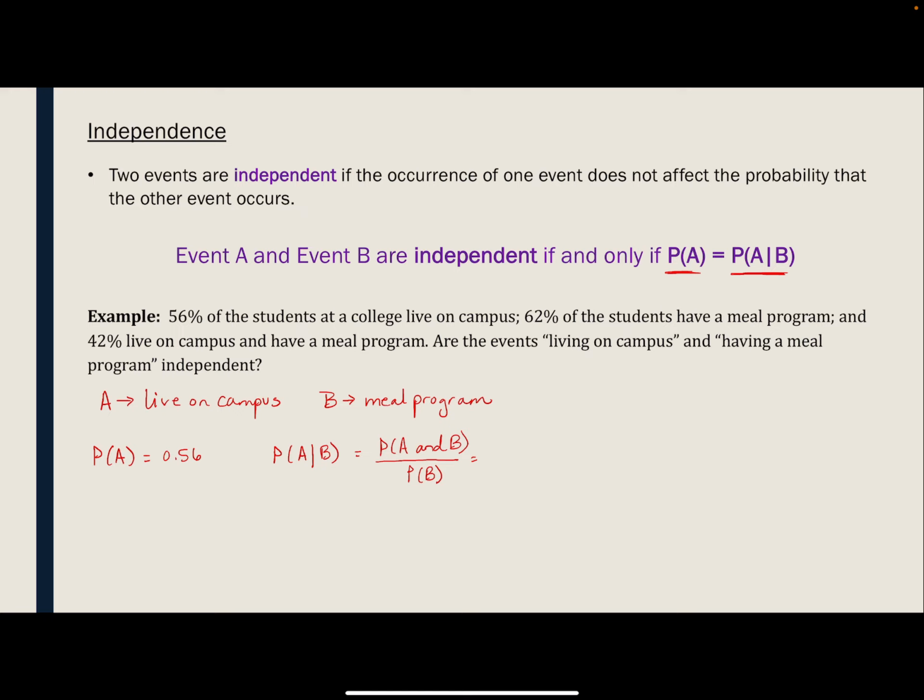Well, it says that 42% of students live on campus and have a meal program. So the probability of A and B is 0.42. And the probability of B is the probability that the student has a meal program, which is 0.62. And 0.42 divided by 0.62, I have the wrong thing on my paper. So let me do this calculation quick.